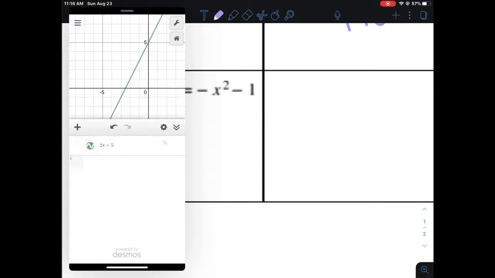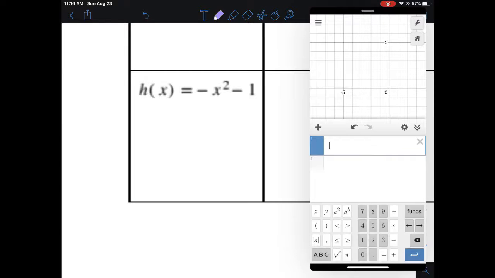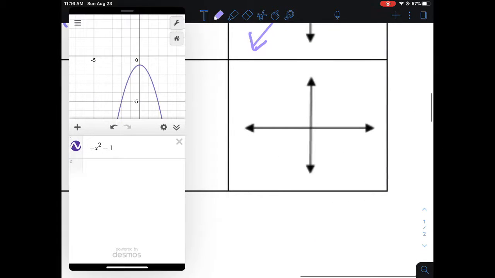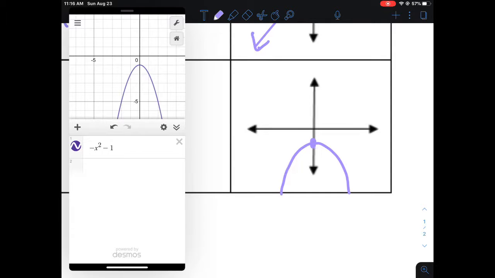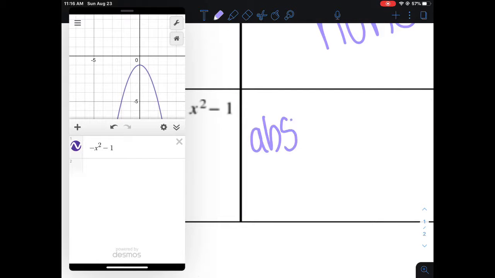And the last one, clear that out. H of x, which is the same thing as y, equals negative x squared minus 1. No parentheses this time. So minus x squared minus 1. All right, so we've got an upside down U-shaped graph that doesn't quite go to the origin. It has a top. So it has a top right there. So that means that I have an absolute maximum.